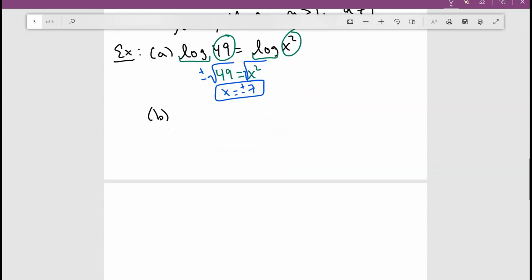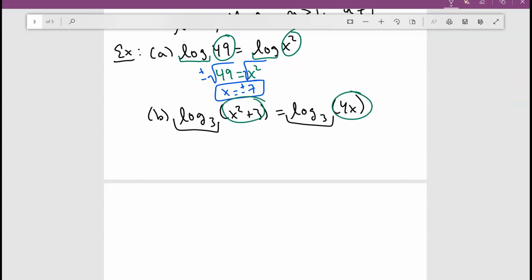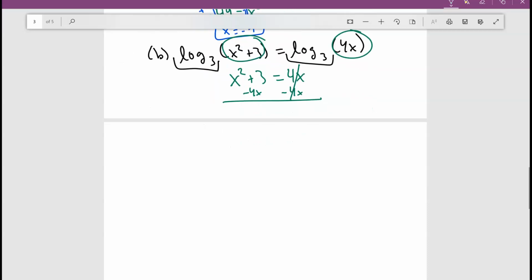So let's say you have the log base 3 of x squared plus 3 equals the log base 3 of 4x. Okay, so notice the logs are the same, so that means the arguments are also going to be the same. So this is going to be equal to this. So x squared plus 3 is going to be equal to 4x. We have another quadratic. Let's move the 4x to the other side. So you're going to have x squared minus 4x plus 3 is equal to 0.